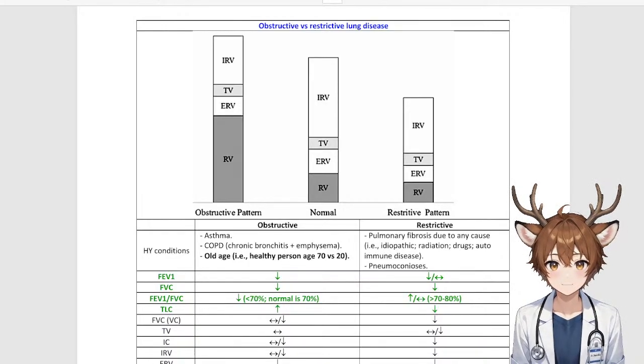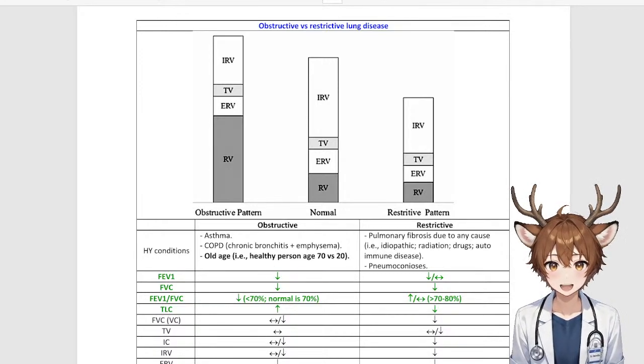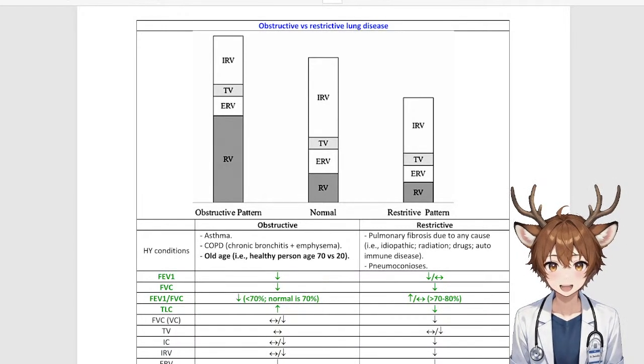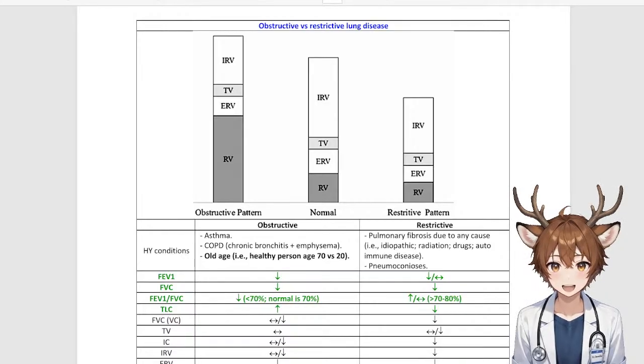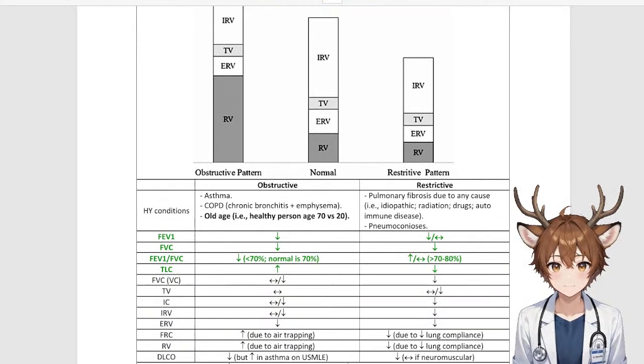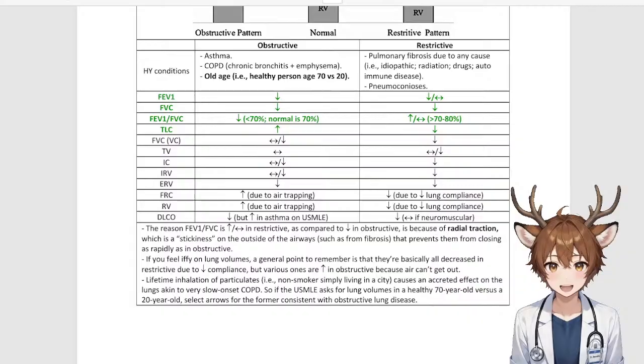And so, even if the tidal volume across all three is relatively similar to each other, the restrictive pattern has a lot smaller total lung capacity, while the obstructive pattern has a larger total lung capacity, but a lot of that's residual volume that you can't get out of your lungs. Make sense? Let me put this back up here.